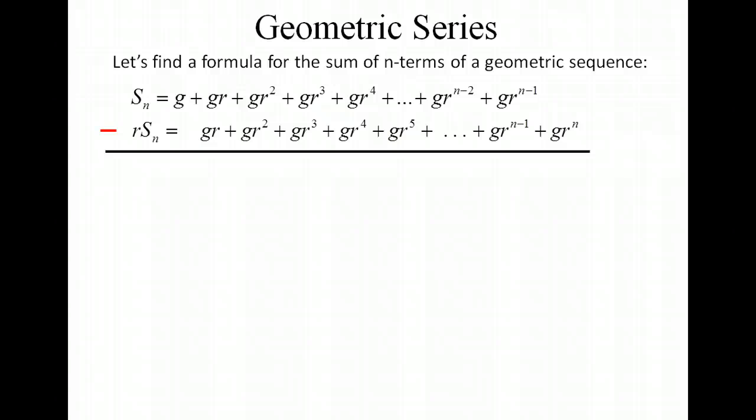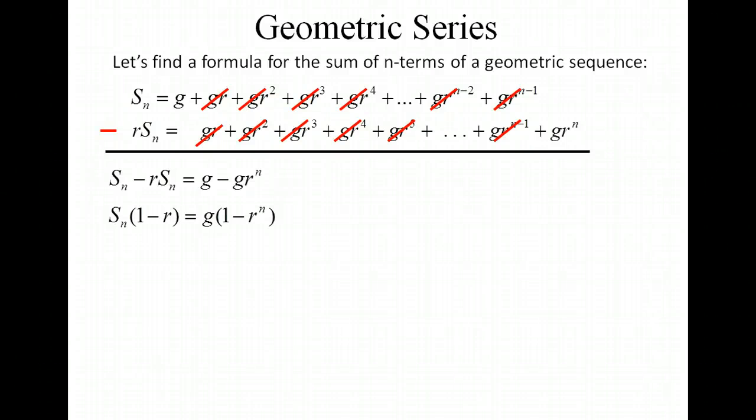Well, what you should notice is that on the right side, a lot of the terms are going to cancel out when we subtract. And all we're going to be left with is the first and the last. So we have this formula. Now I'm going to factor it and isolate S. So I have this formula for my sum: G times 1 minus r to the n over 1 minus r.